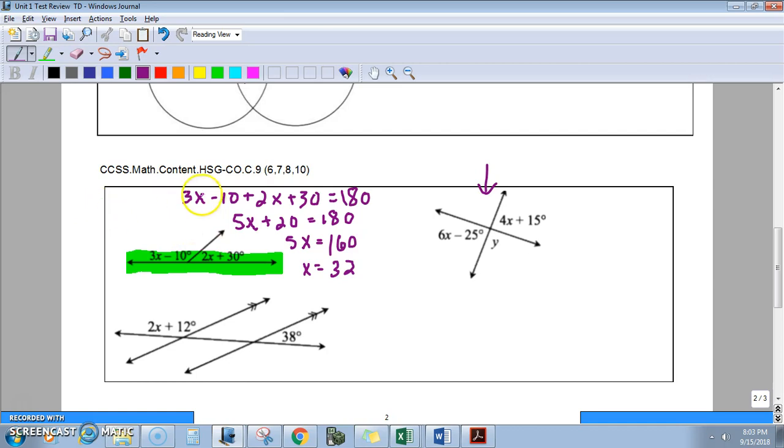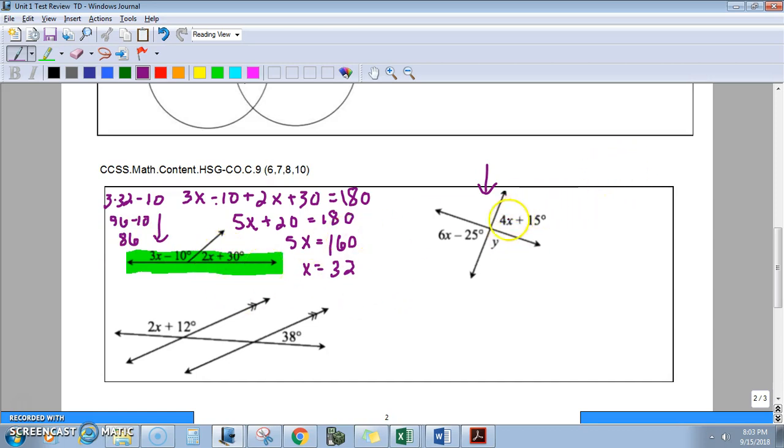I will give you a prize if I've made an error and you find it. Okay, so that is solving for x. If the question asks you to find the angle, right? Let's say it wants this angle, then I would just say 3 times 32 minus 10, which would be 96 minus 10. Again, mental math for me, 86. Okay, so that would be the angle. The x would be 32.